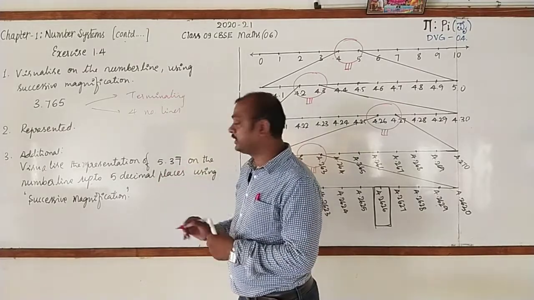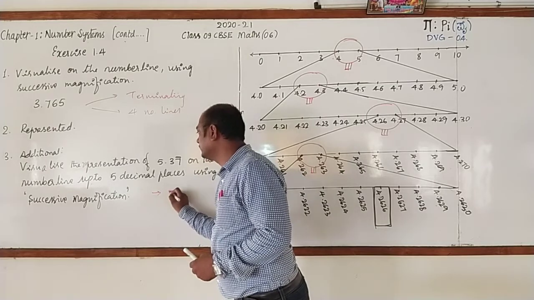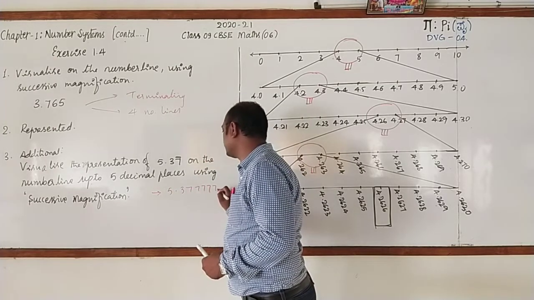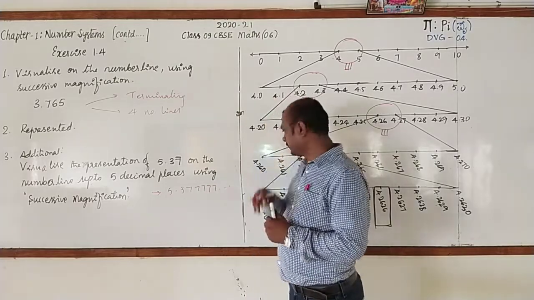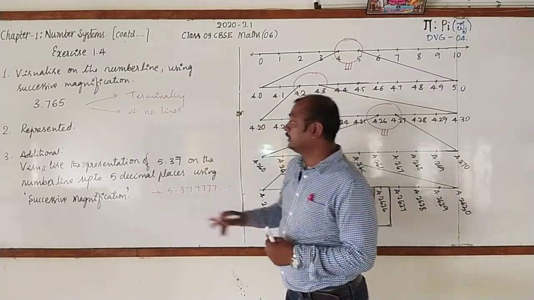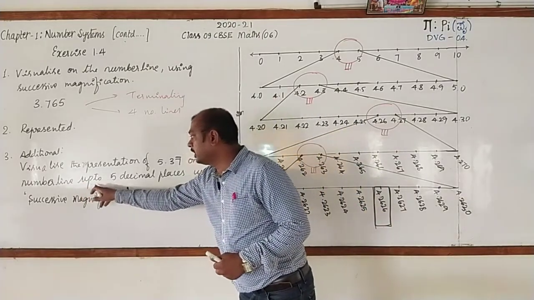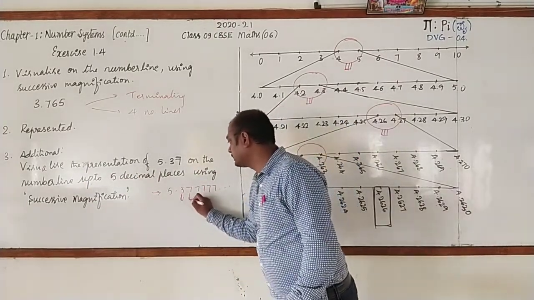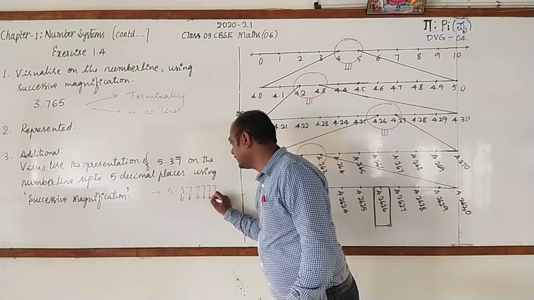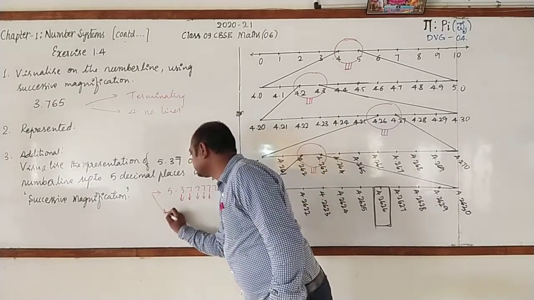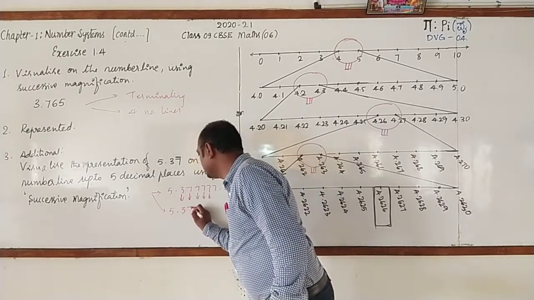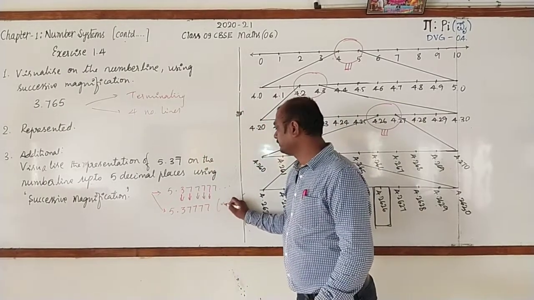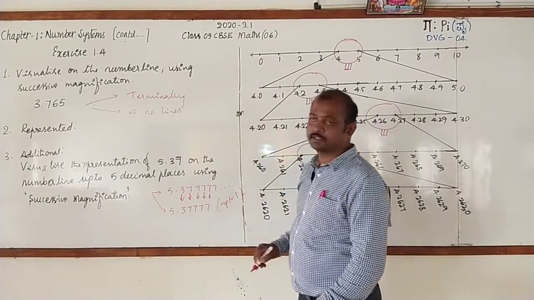Now 5.37 bar is there. How do you write this? It can be written as 5.37777, and there is no end at all. Here they have given up to 5 decimal places. That means you have to take 3, 7, 7, 7 and 7. You can write 5.37777, with 7 four times. It is up to 5 decimal places.